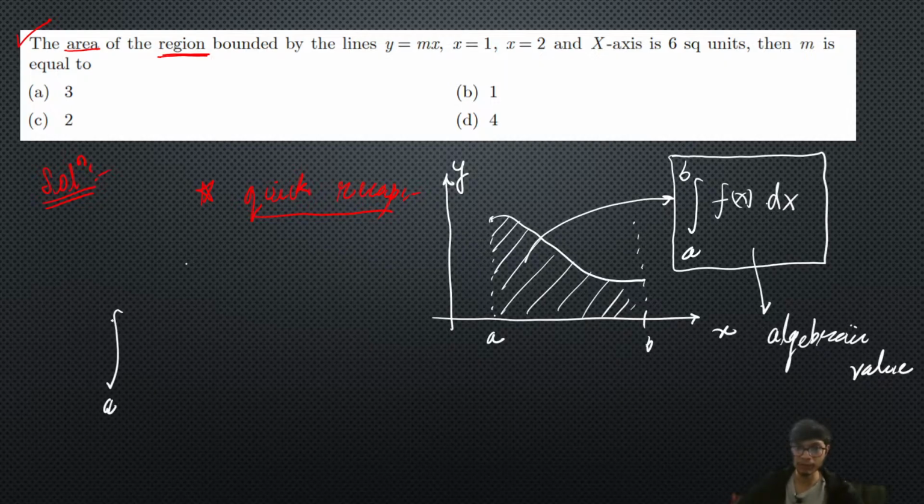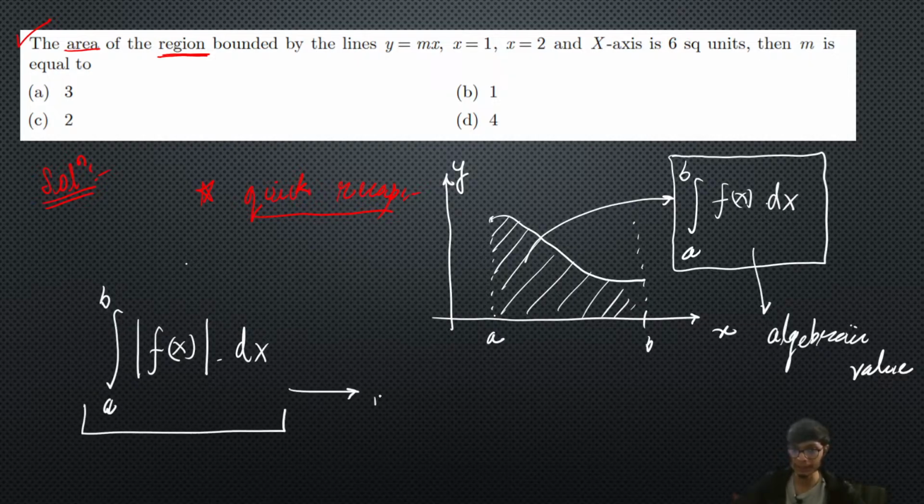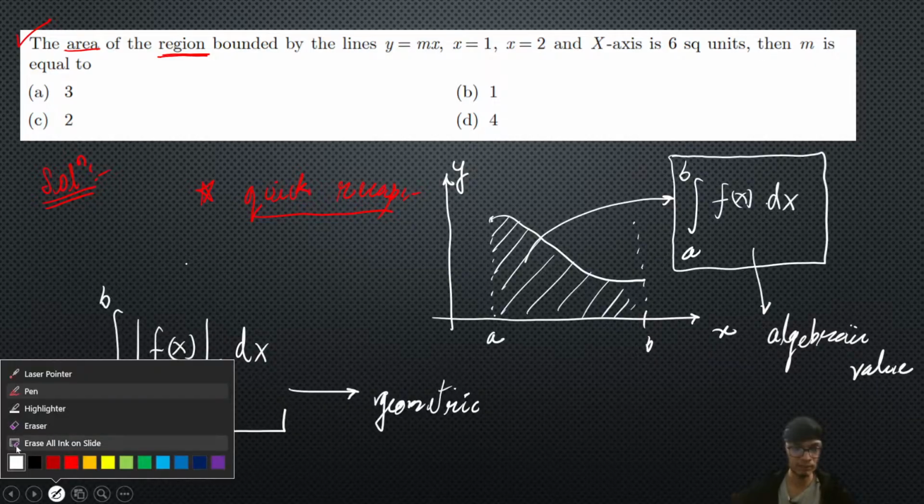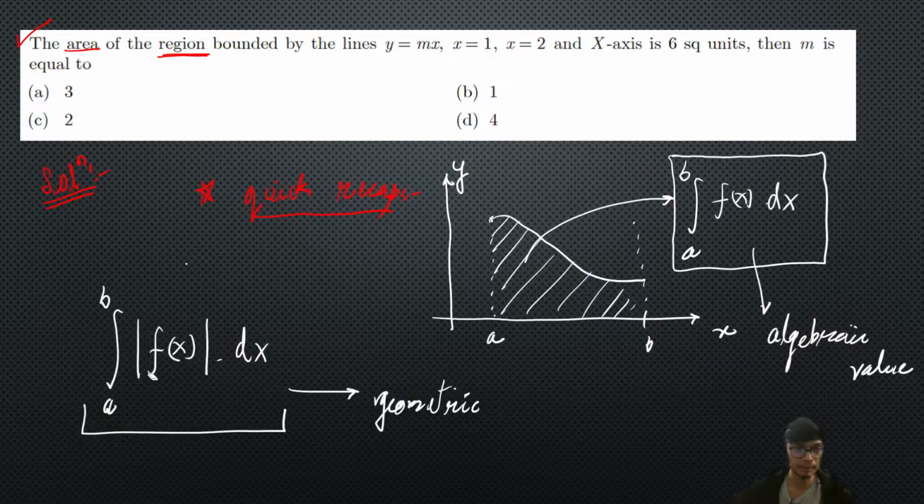Whereas when we calculate the area under the curve, I will definitely take the integral of mod of f of x. So that's the difference. When we talk about area under the curve, we definitely mean geometric area. So we are looking at the cumulative area, not the area with a given sign. All right, so let us try to understand what this question has to say.